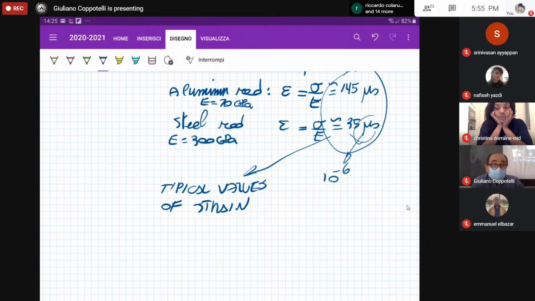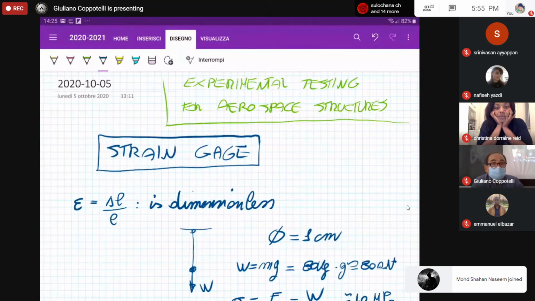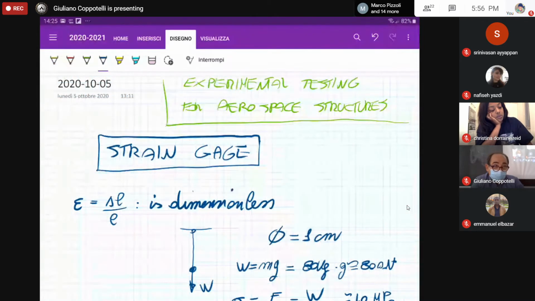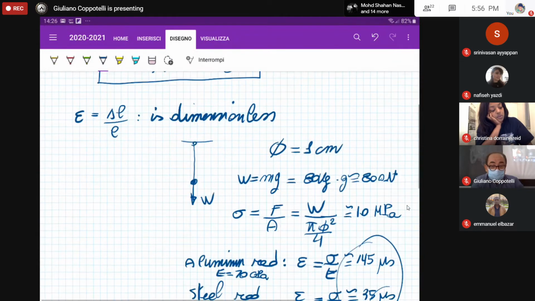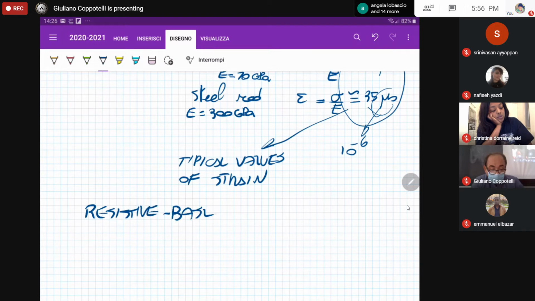So, what is the idea behind the strain gauge measurement? The idea behind the strain gauge measurement is, once again, to have a transducer that is capable to transduce your physical quantity, the strain, into an electrical quantity. There are many working principles that are used to measure the strain. The one that we are going to see is what is generally referred to as resistive based strain gauges.